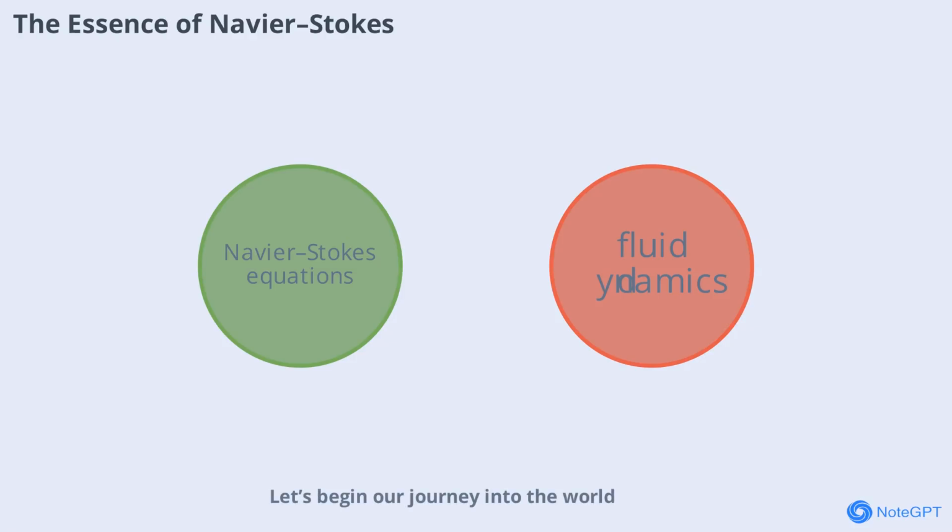Let's begin our journey into the world of fluid dynamics with the Navier-Stokes equations. These equations, named after Claude Louis Navier and George Gabriel Stokes, are the mathematical backbone for describing the motion of viscous fluids. They express how fluids like water and air move, taking into account viscosity, pressure, and external forces.